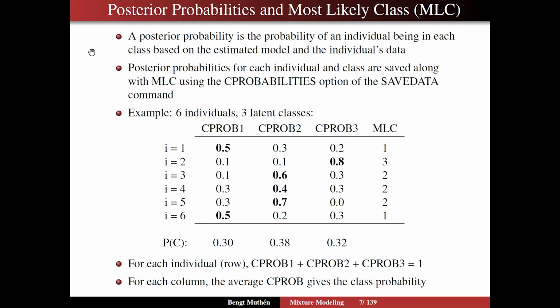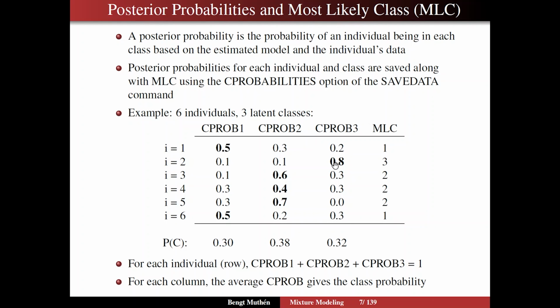So for instance, this is an example that we're going to see several times. 6 individuals, 3 latent classes. So you have the individuals here, individual 1 through 6, as rows, and the columns are probability of being in class 1, probability of being in class 2, probability of being in class 3, and the most likely class designation. So for instance, for the first individual, the probability that he or she is in class 1 is 0.5, versus 0.3 and 0.2 in the next 2 classes. So the most likely class is class number 1, which is the highest one.